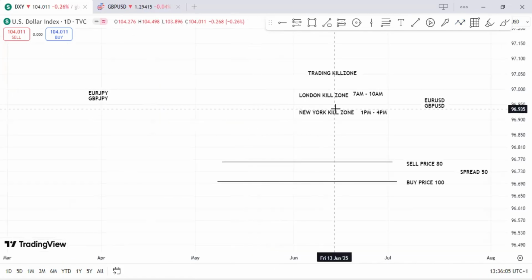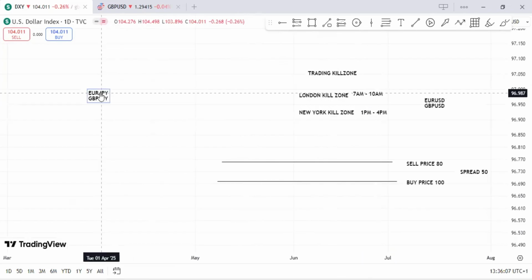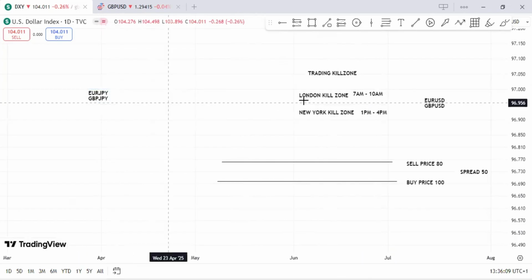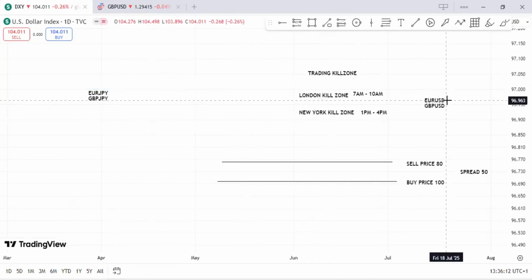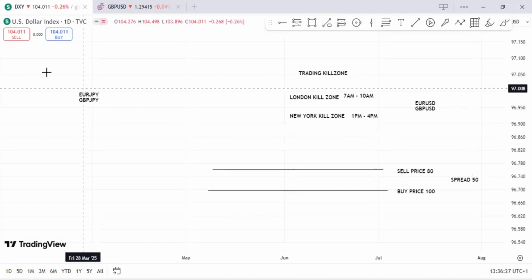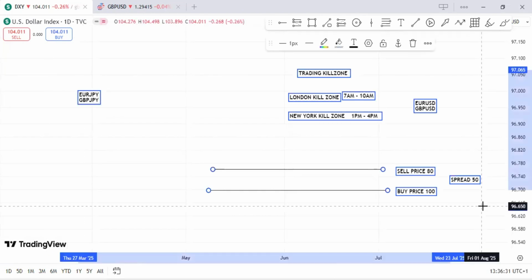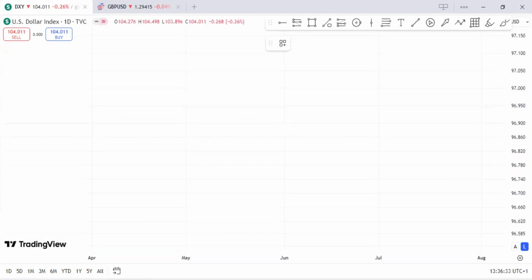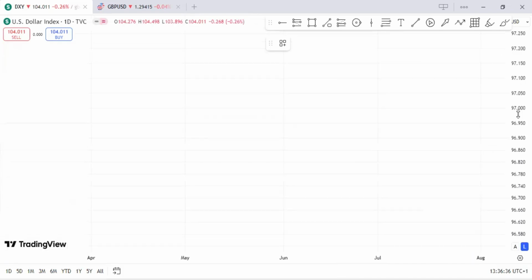But for this class, just have it at the back of your mind that EURJPY and GBPJPY are very good for London. EURUSD and GBPUSD are good for either the London Q zone or the New York Q zone. You don't really have any issue with that. So I think we are done with this. So let's go straight into what we actually have for today. Though this one is going to be very brief.